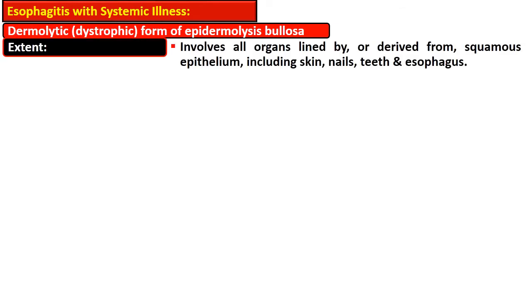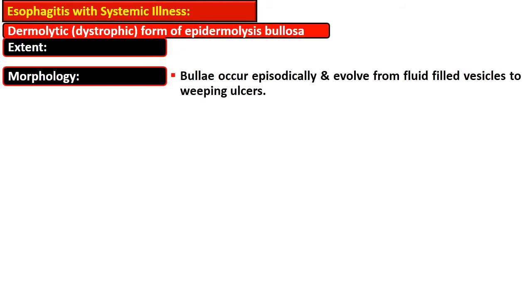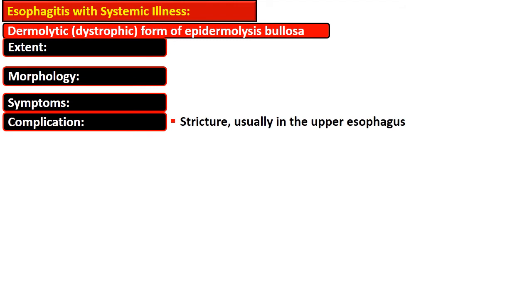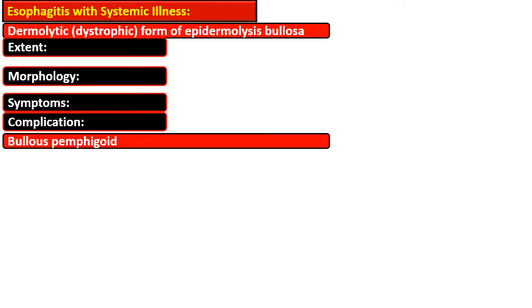About esophagitis with systemic illness, the dermolytic or dystrophic form of epidermolysis bullosa involves all organs lined by or derived from squamous epithelium, including skin, nail, teeth, and esophagus. The bullae occur episodically and evolve from fluid-filled vesicles to weeping ulcers, and the symptoms are dysphagia and painful swallowing, while the complication is formation of stricture, especially in the upper esophagus.